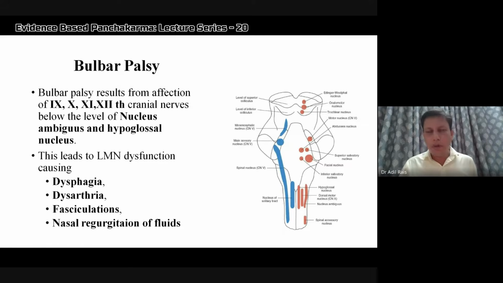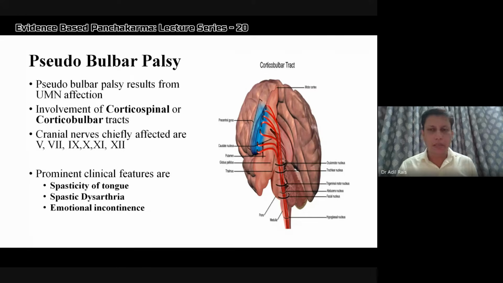Now, very similar to bulbar palsy is pseudobulbar palsy. Now, what happens in pseudobulbar palsy? The point of affection is different. The point of affection is higher. It is the corticobulbar tract. So pseudobulbar palsy results from the UMN affection, involvement of corticospinal or corticobulbar tracts. Since the corticospinal and the corticobulbar tracts are involved, the cranial nerves which are chiefly affected are the fifth, seventh, the motor part of this, not the sensory part.